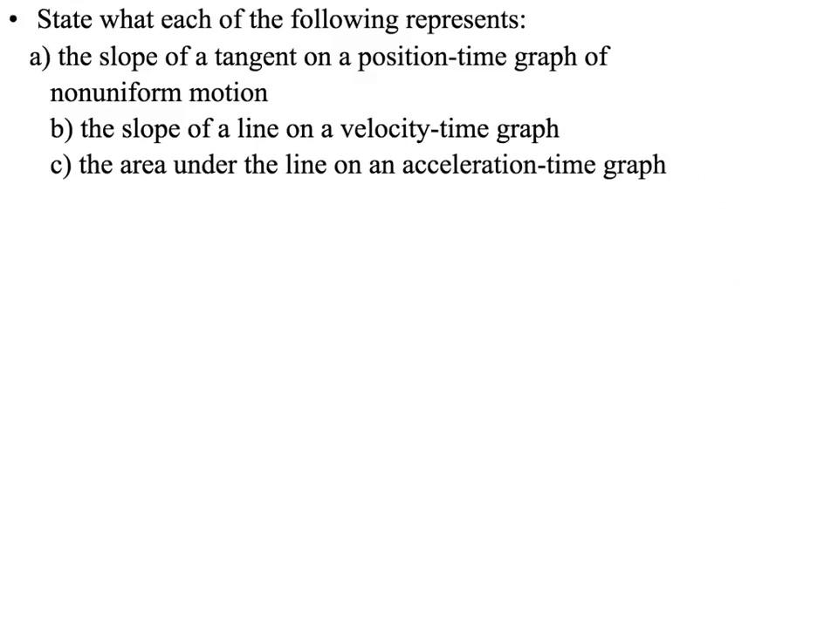State what each of the following represents. A. The slope of a tangent on a position-time graph of non-uniform motion. So there's my graph, position, time. There's my non-uniform motion, and there's my tangent. Not very straight, but there's my tangent. So the slope of the tangent is going to represent our instantaneous velocity at the particular point where the tangent hits the line. So at that instant right there in time, that is going to be the instantaneous velocity.